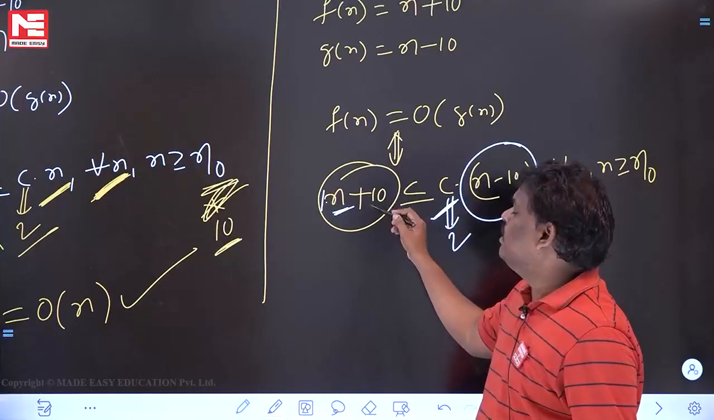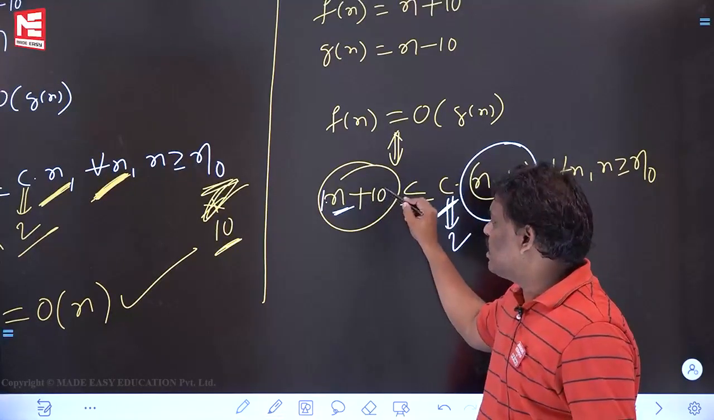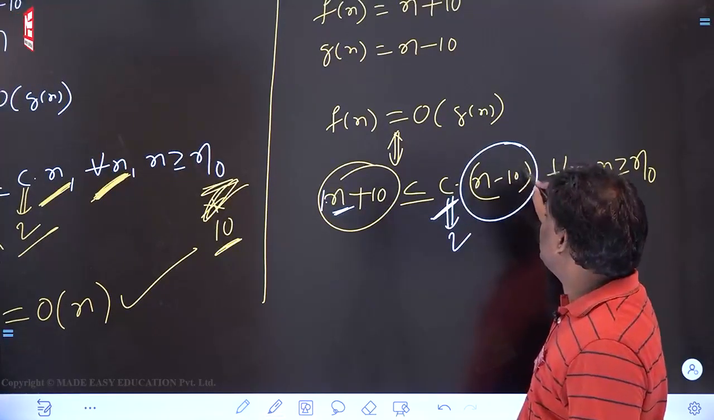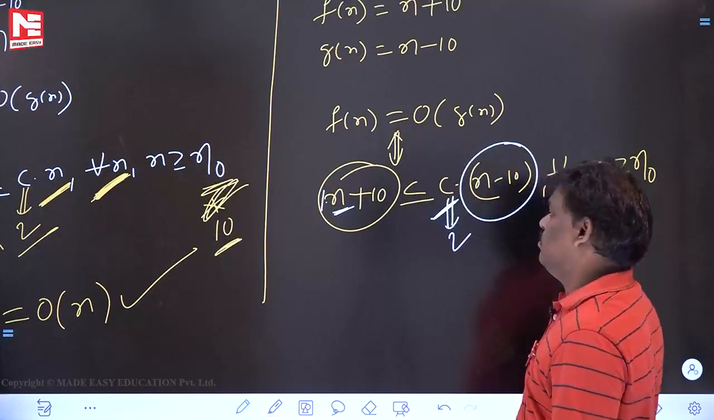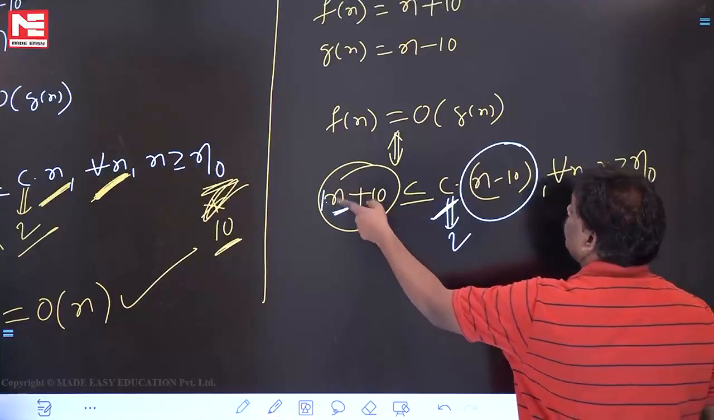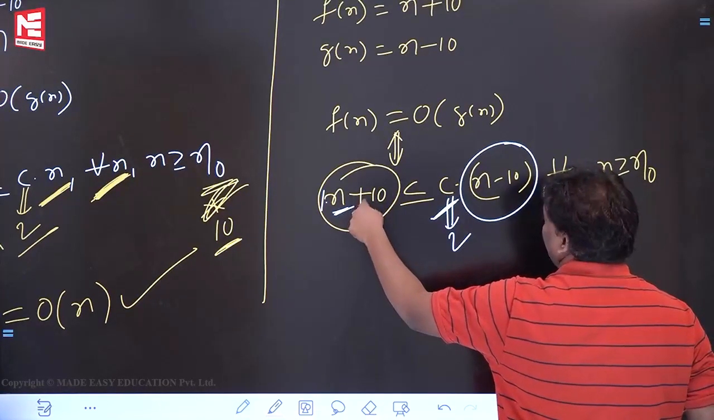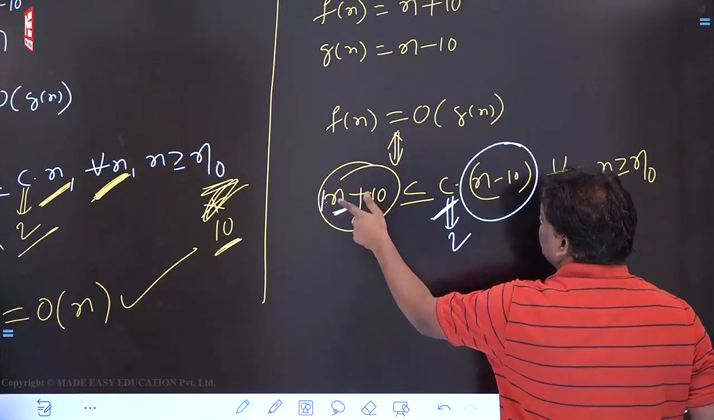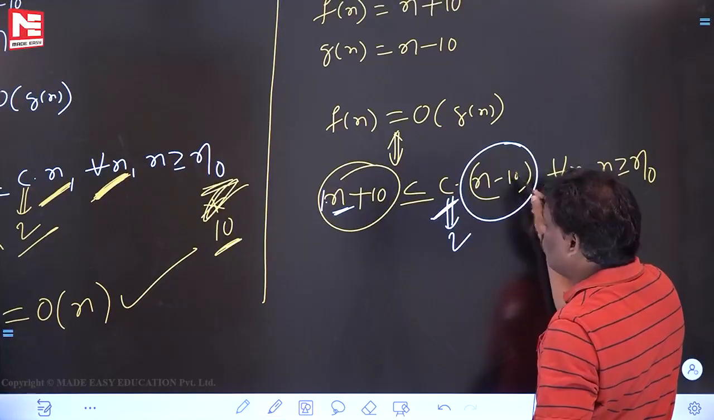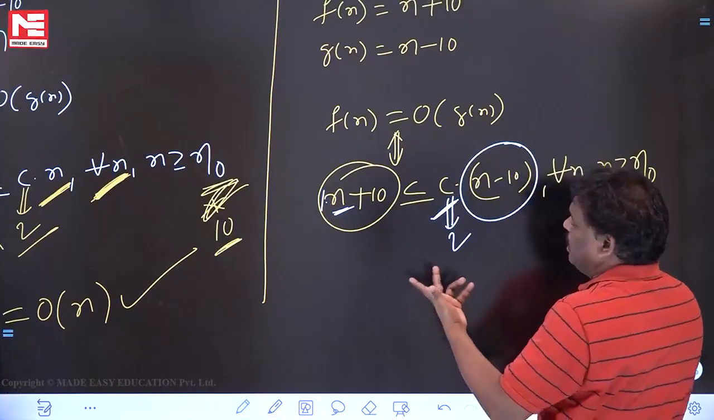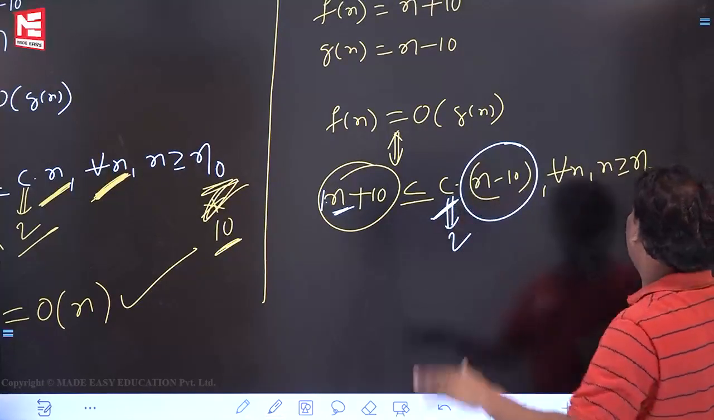What about 20? If the n value is 20, 20 plus 10, what is the answer? 30. But here 20 minus 10 is 10, and 10 into 2 is 20. This is 30, this is 20. Very close. Next one. Sorry, n value is 30. Then what is the answer? It will become 30 plus 10, 40. This is 30 minus 10, which is 20. 20 into 2 is 40. I think at n value 30, this relation will hold good.